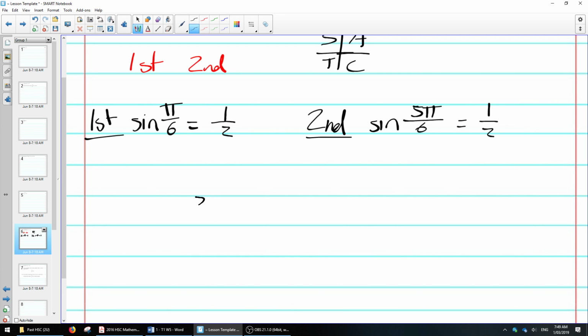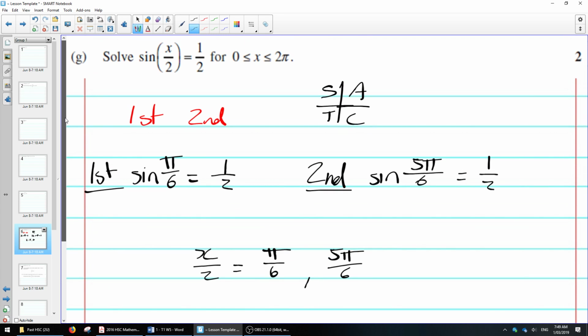So therefore we'll say x over 2 equals pi over 6 and 5 pi over 6. And that's good enough for 1 mark. Okay? Thing is though, what's the last thing I'm going to do here? Yeah, we need to find x, right? Because what we found here is x over 2. So if that just said sine x, then yeah, we found the answers.